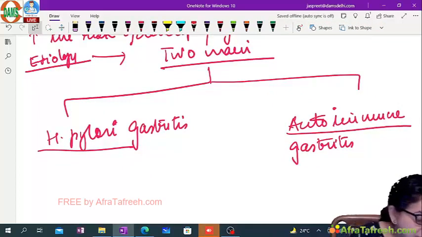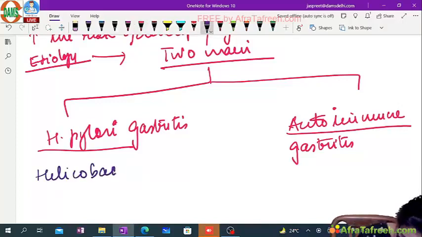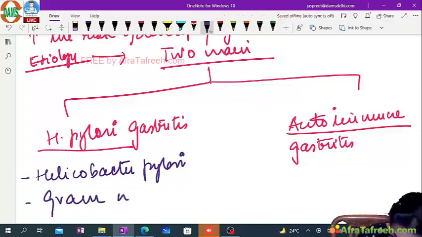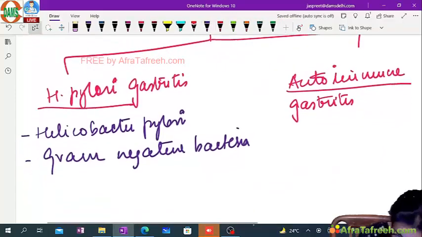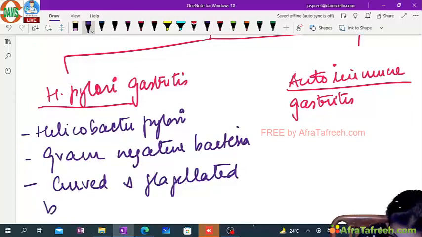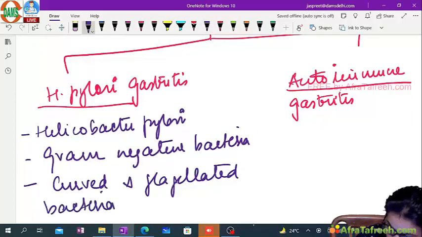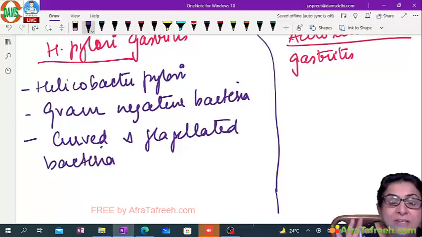In H. pylori gastritis, it is H. pylori that causes it. H. pylori stands for Helicobacter pylori, which is a gram-negative bacteria. And you know what is the shape of H. pylori? It is a curved and flagellated bacteria. So H. pylori infection can cause chronic gastritis. H. pylori loves to infect the antrum of the stomach.